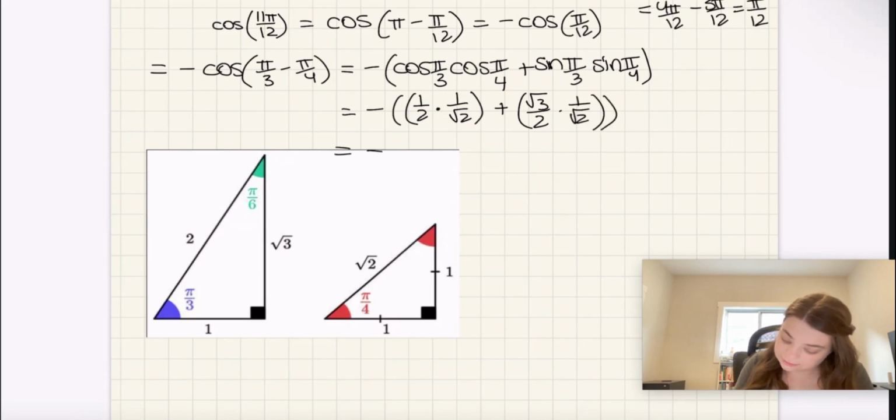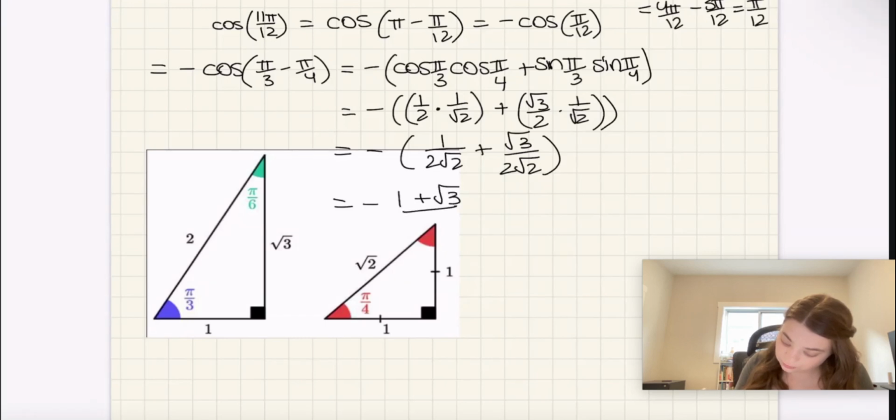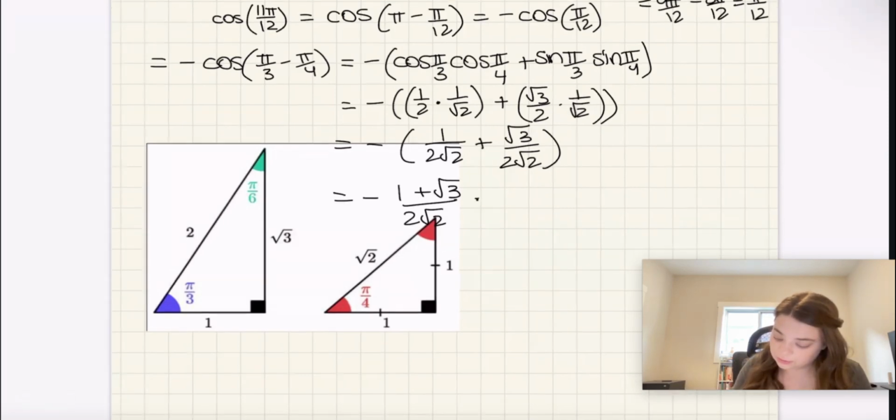This is going to be negative 1 over 2 root 2 plus root 3 over 2 root 2, which is equal to the negative version of 1 plus root 3 over 2 root 2. Now, this isn't really proper formatting. We should get proper formatting by multiplying the numerator and denominator by root 2. Reason being is that we don't want to have a radical sign in the denominator in the final answer, as that's considered bad form. So we would have, using our distributive property here, root 2 plus root 6.